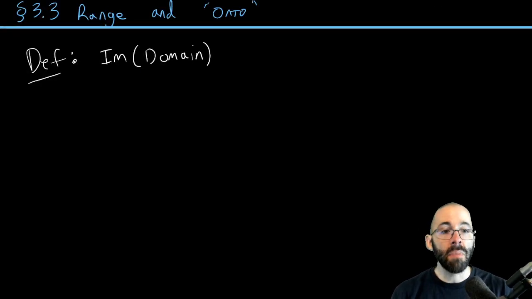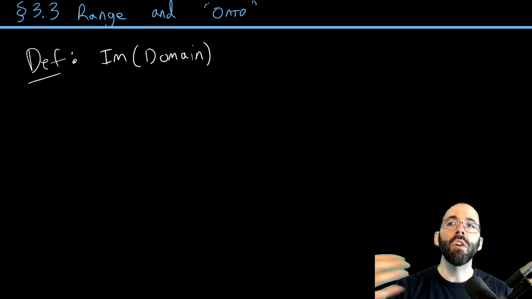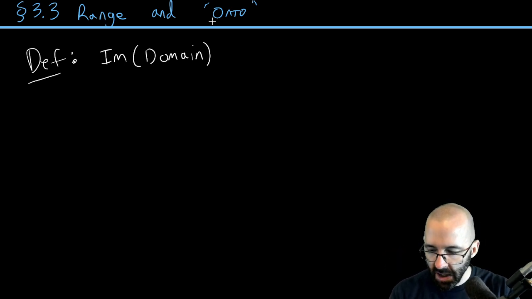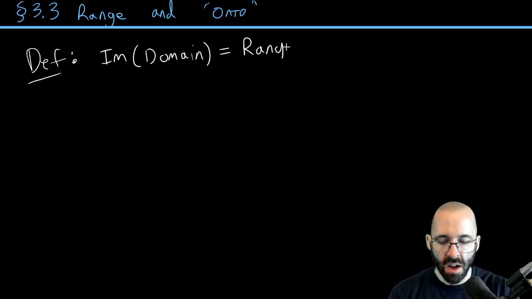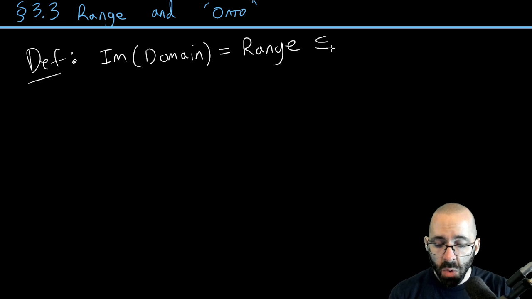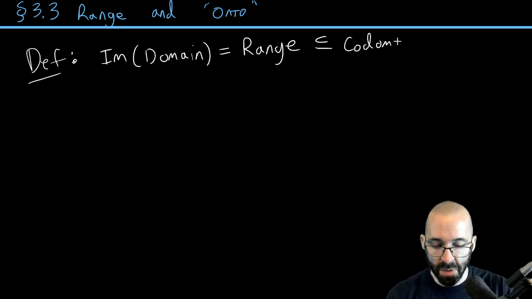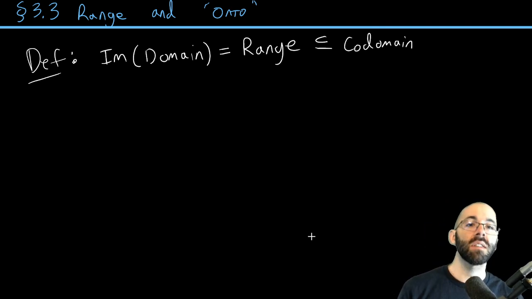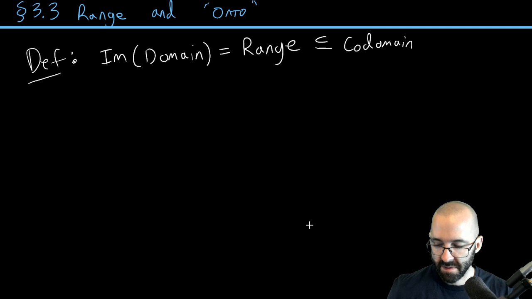So the image of your domain is not necessarily your codomain. The image of your domain means the set of all the outputs that you actually get from your domain. And that is what is called the range. The range is the image of your domain. And that is always a subset of the codomain. But sometimes they're equal and sometimes they're proper subsets.